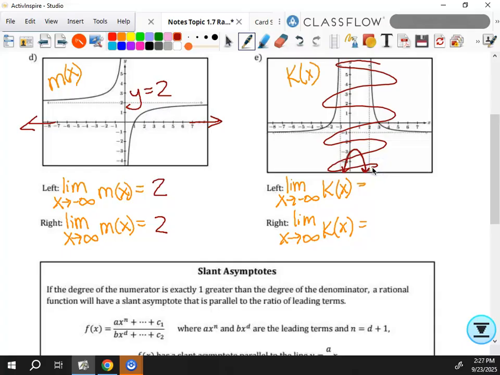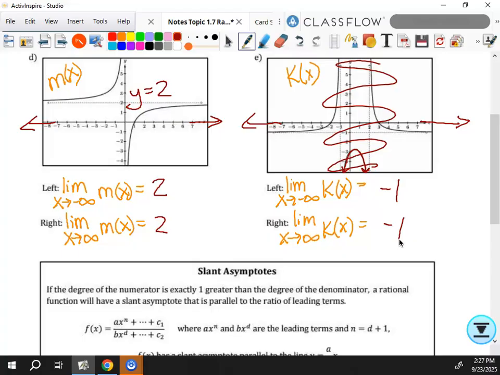We will talk about limits as x approaches 2 and stuff. We're just not there yet. We're talking about the infinities way out here. I have a horizontal asymptote. So will my answers be the same or different than each other? The same. And they will be what? -1. Very good. Okay. Any questions at all?